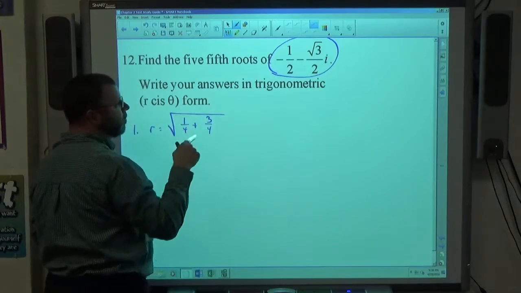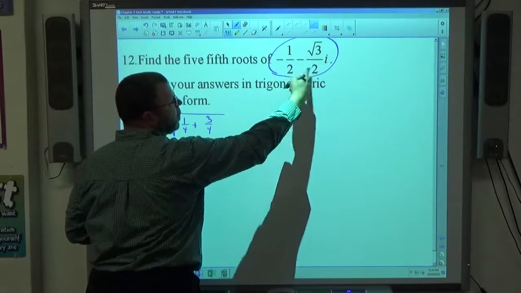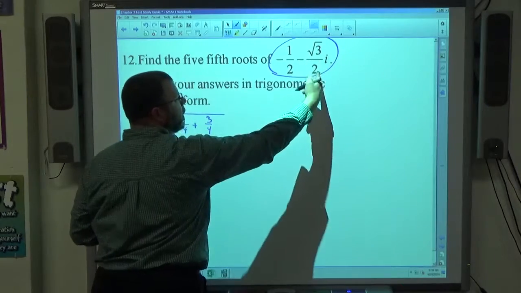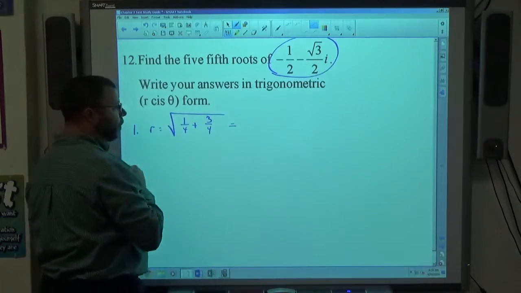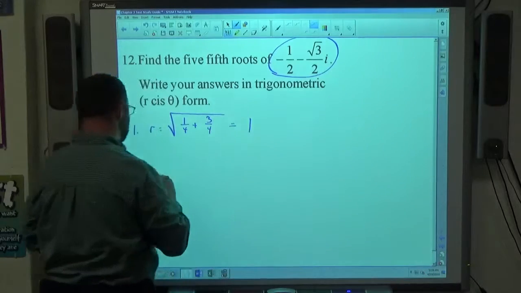Okay, we've got to square both things. 1 over 2 times 2. Square root of 3 over 2 times square root of 3 over 2: square root of 3 times square root of 3 is 3, 2 times 2 is 4. 1/4 and 3/4 is 1. Square root of 1 is 1.